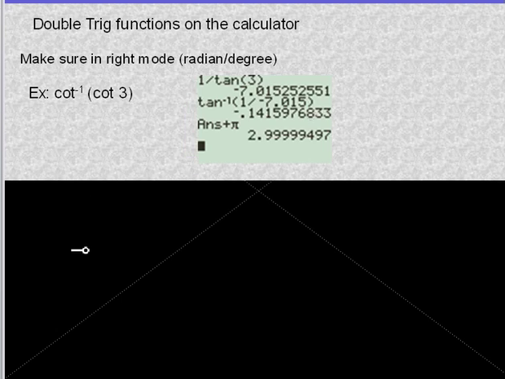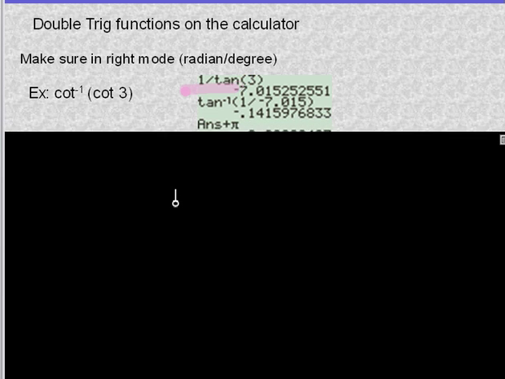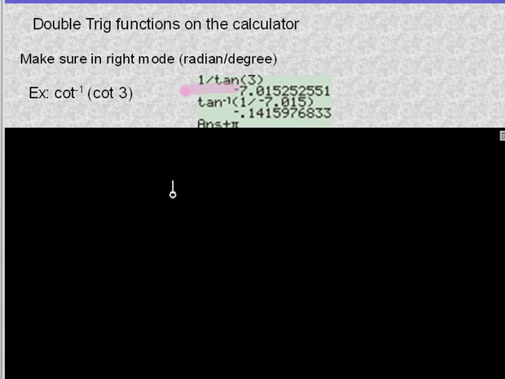Okay, inverse cotangent of cotangent of 3. So again, this is just going to be 1 over tangent of 3. Make sure you're in the right mode. It appears to be radian mode. So I take that answer, inverse cotangent, but notice this is negative. So this is our special case. We have a negative ratio. We're taking an inverse cotangent of a negative ratio.